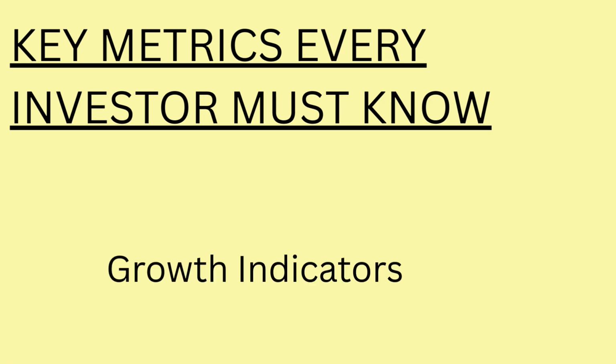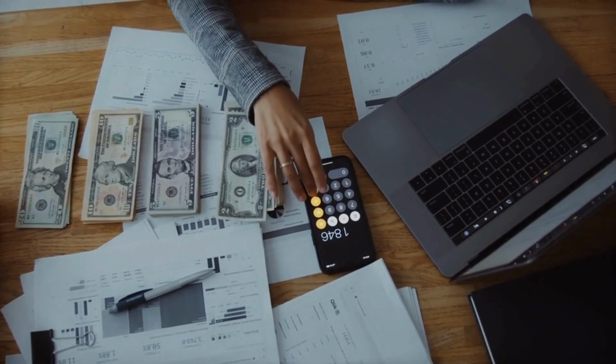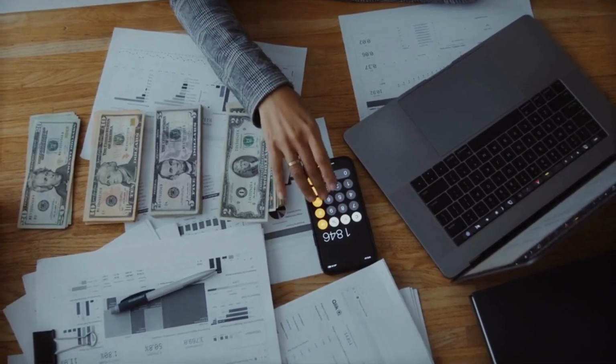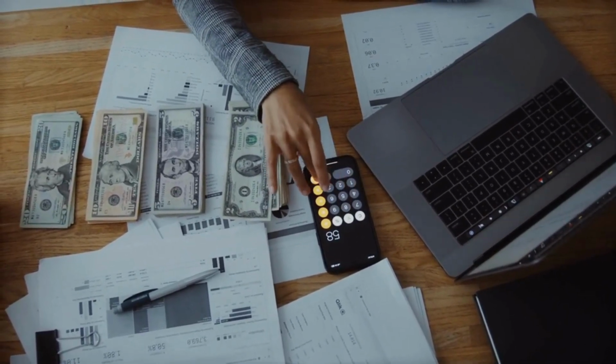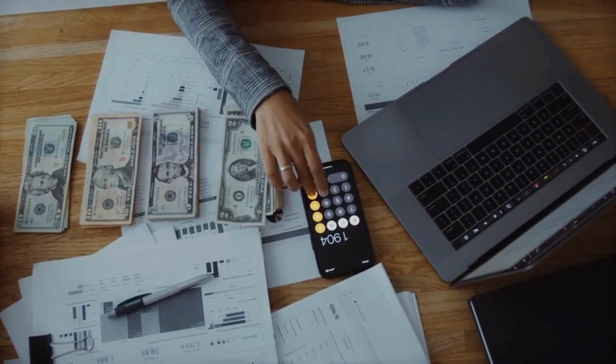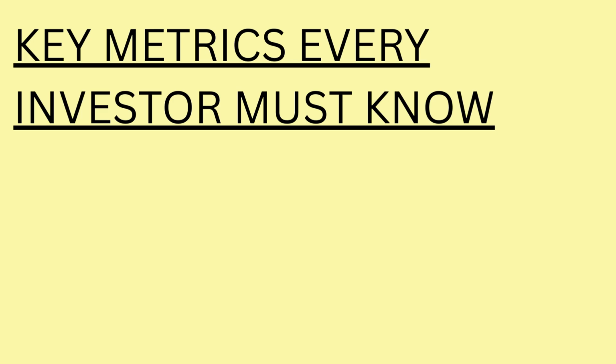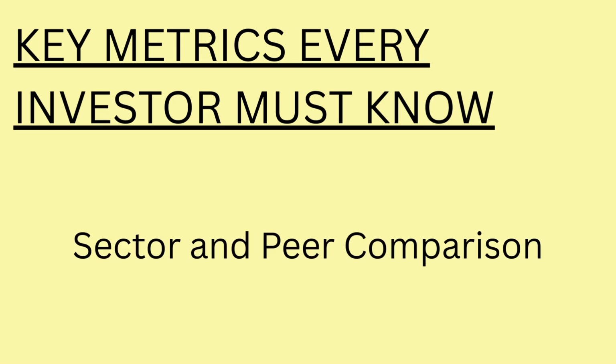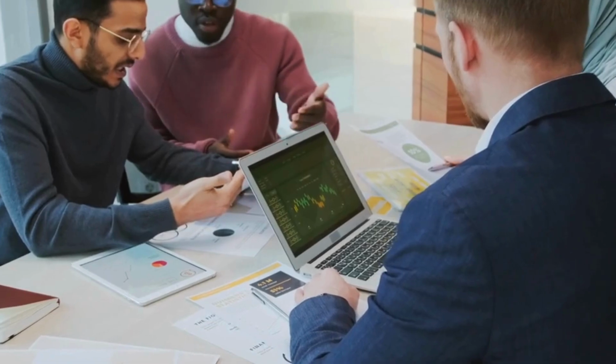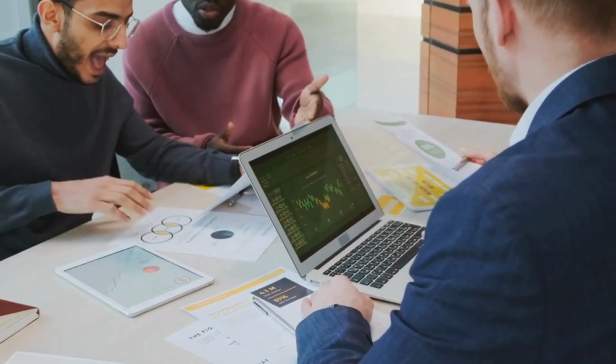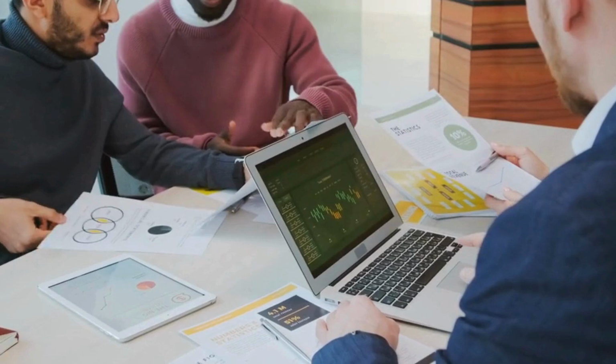Growth indicators. We review past 5 to 10 year earnings growth, revenue growth, and future growth guidance. This helps predict whether the company can grow consistently. Sector and peer comparison. A company should be compared with others in the same industry. This shows whether it is a leader or a laggard.